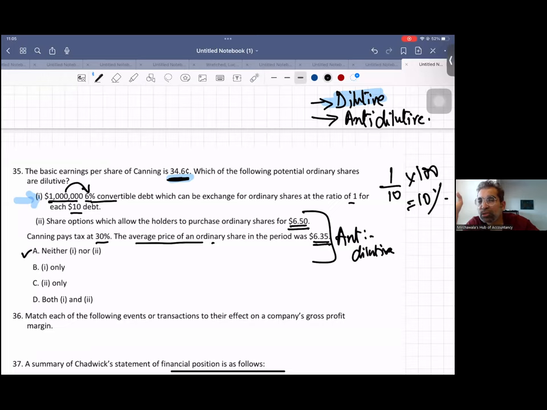So dilutive instruments are those instruments which, if we include them, will decrease your existing basic EPS. Dilute is a very famous word in normal discussion as well.